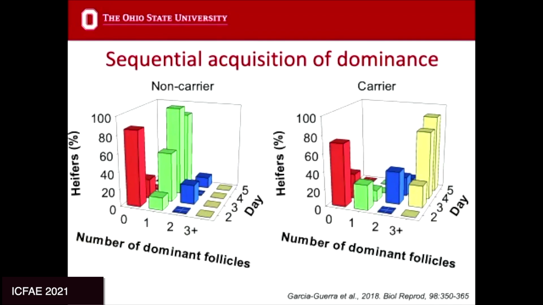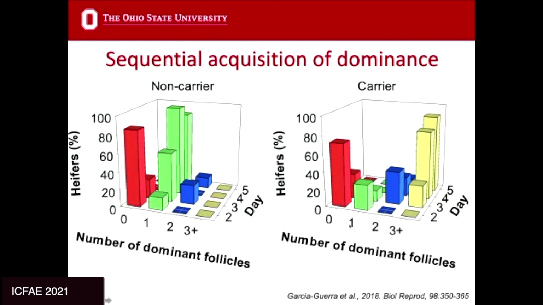So if you look here on the left panel, you see that on day 2, which is the first row here, the majority of the animals have 0 dominant follicles, and a few animals have already started going through selection, so they have a single dominant follicle. As time goes by, you see that the percentage of animals that have no dominant follicle goes down and disappears, as you would expect. And then the majority of animals will end up having a single dominant follicle, although we do have a few that will select 2.